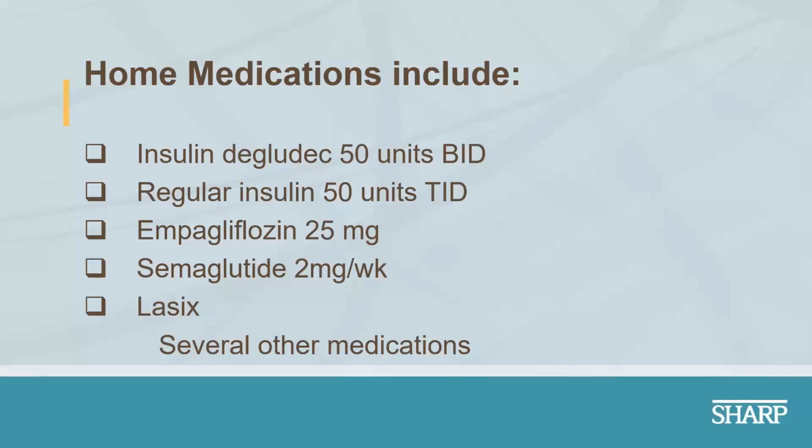Her home meds included insulin degludec, 50 units BID, regular insulin, 50 units TID, empagliflozin, 25 milligrams, semaglutide, 2 milligrams per week, and Lasix. There were several other medications on her home med list, but I'm just trying to focus in on what we would be looking at in terms of the diabetes status.